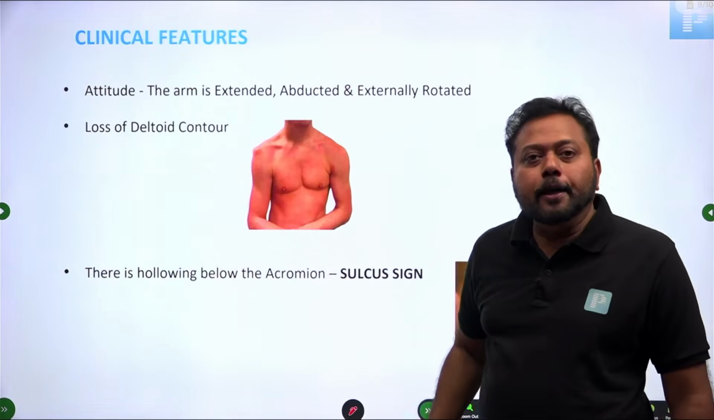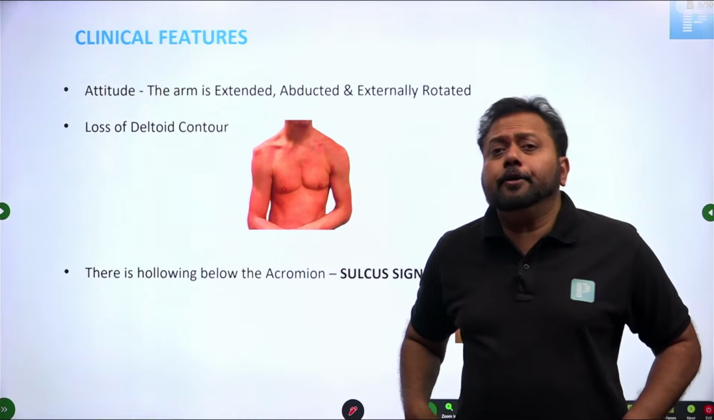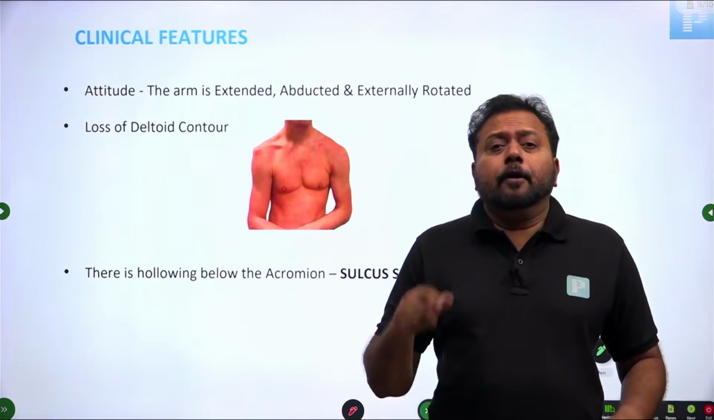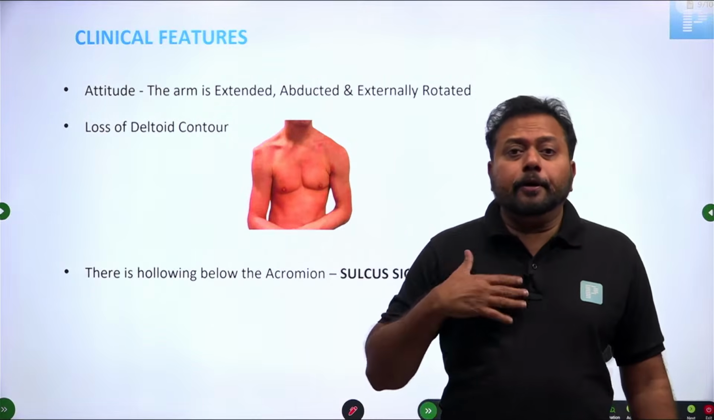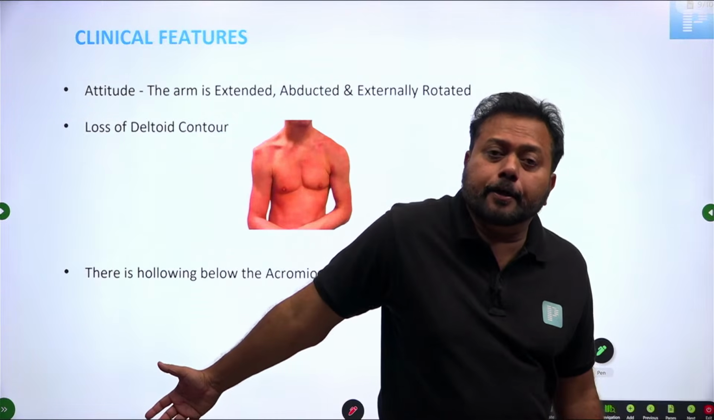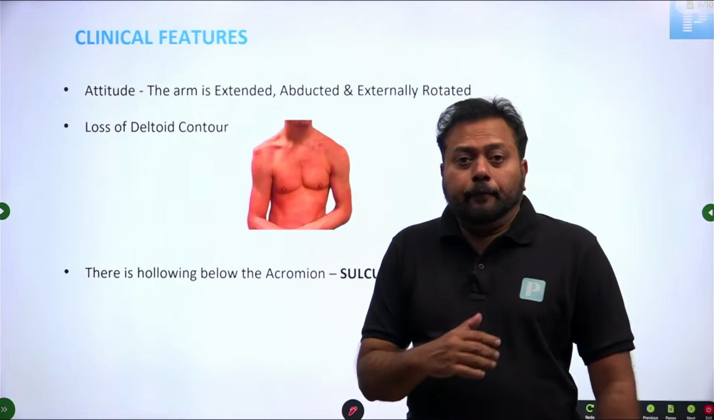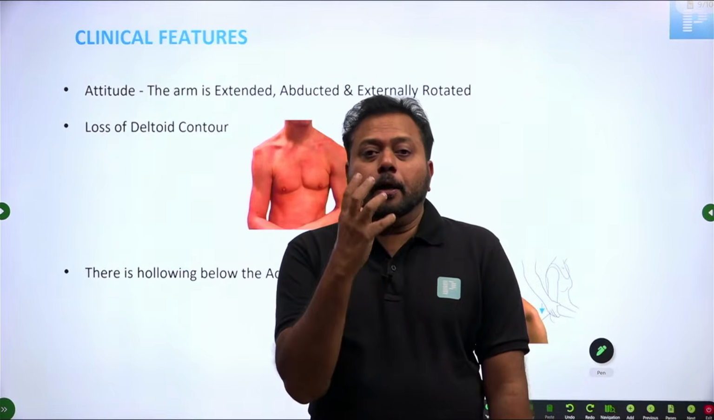Now, coming to clinical features, all these questions have been repeated several times. Number one, the attitude of the upper limb in case of anterior shoulder dislocation. Now we are going to see anterior shoulder dislocation. You see, the arm is extended, abducted, externally rotated. Patient will come to the OP like this. Number two, when you see normally, this is a ball and socket type of joint.